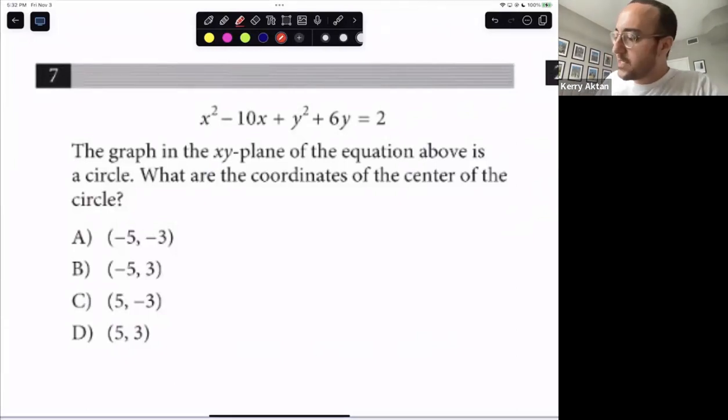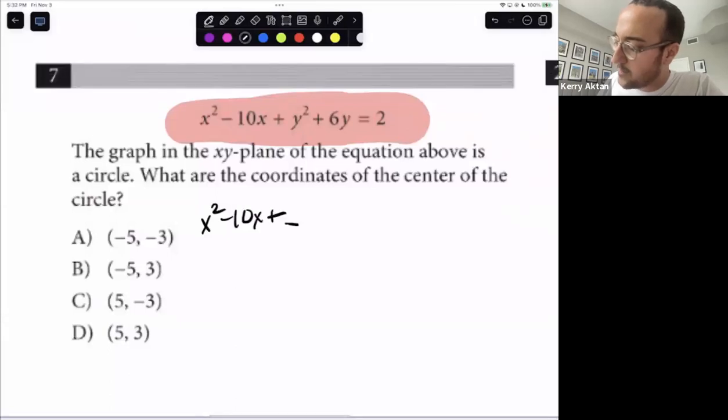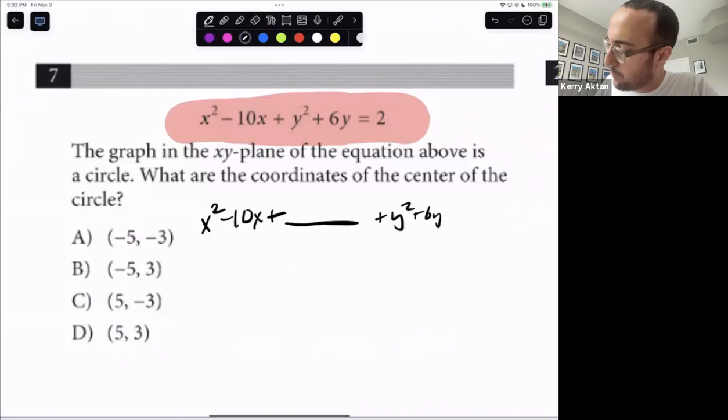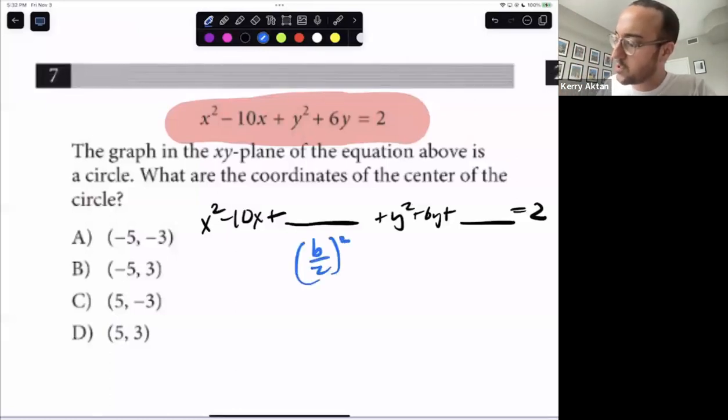Yeah, the second you see this skill, I don't know how y'all are doing it that fast, but the second I see this skill, this is the x² - 10x, and in the words of Olivia, plus blank plus y² + 6y plus blank equals 2. What's this skill called? Completing the square, (b/2)².